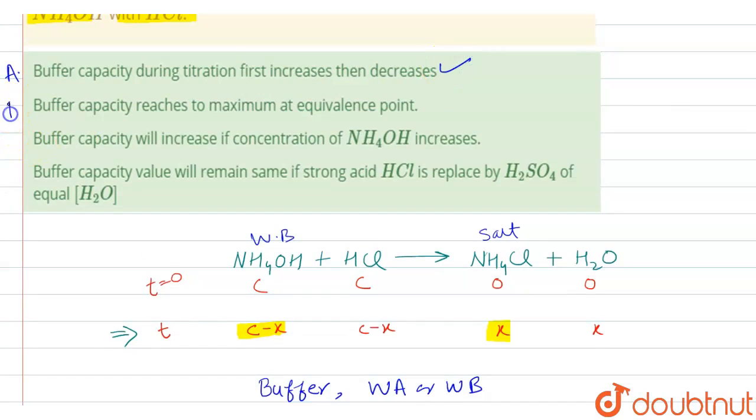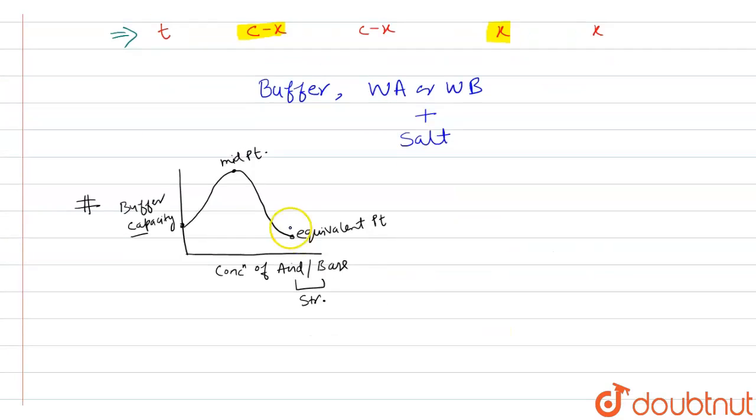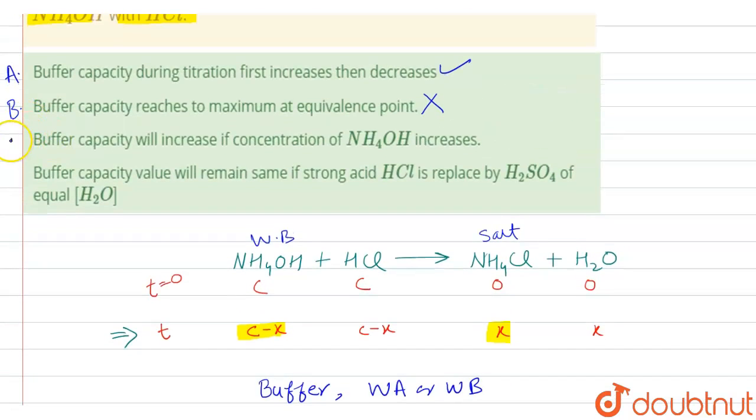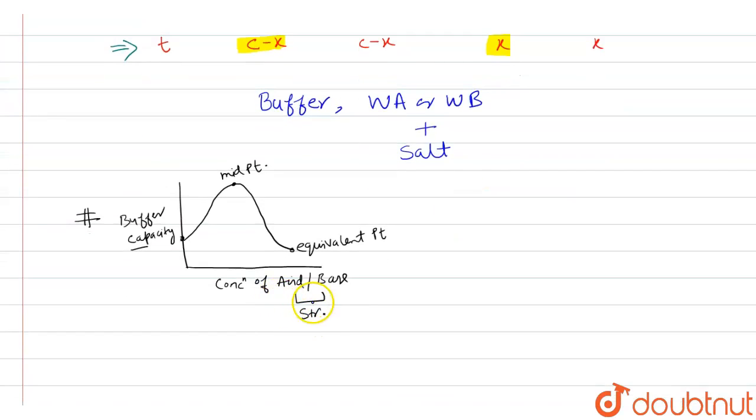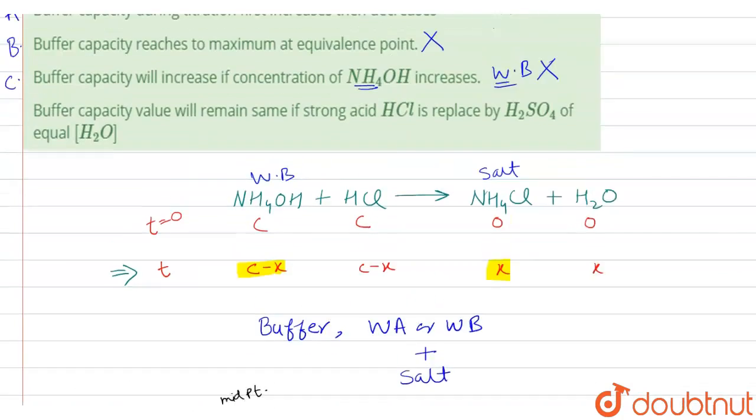Let us see statement B. Buffer capacity reaches maximum at equivalence point. So it is incorrect, because at the equivalence point it will minimize itself. So statement C is saying that buffer capacity will increase if concentration of NH4OH will increase. So it is a weak base. So we are changing the concentration of weak base, it will not influence the buffer capacity. So it is also incorrect, because to influence the buffer capacity, here we should have the strong acid or strong base. Alright, so it is also incorrect.